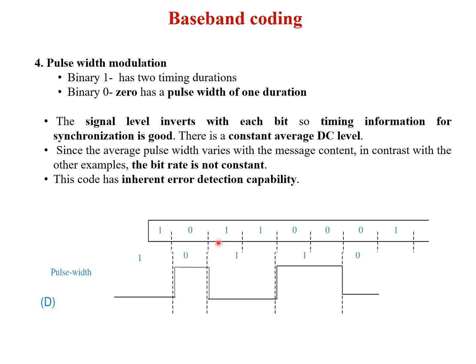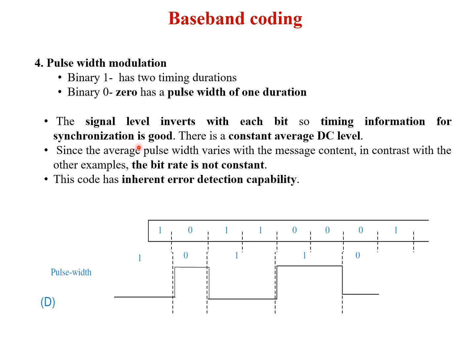Again binary 1 is represented by two timing durations. Then again this 1 is represented by two timing durations. Then this 0 is represented by one time duration, then again this 0, one time duration, then this 0, again one time duration. Then the last data is binary 1, which is represented by two time durations. So this is how the data is represented in pulse width modulation.